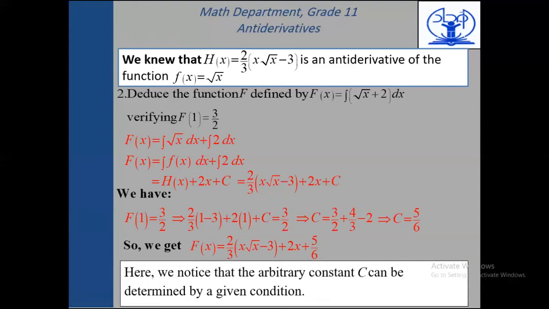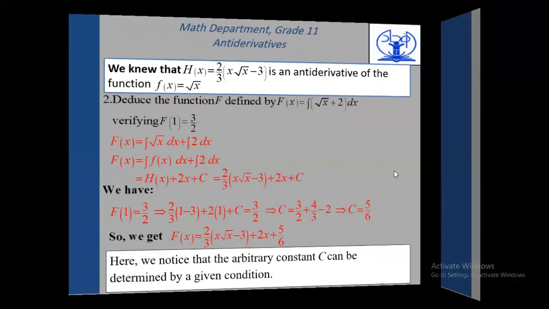Here we note that the arbitrary constant c can be determined by a given condition. So to find a specific antiderivative, the teacher must give you a certain given, like f of 1 equals 3 over 2. You calculate c, and actually here you will be finding a specific antiderivative and not the set of all antiderivatives.